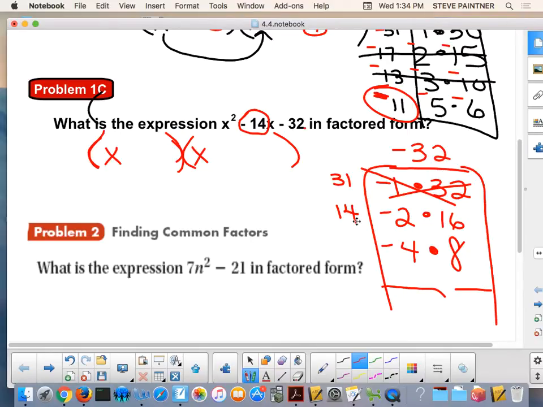There's a quick solution to this. Flip the sign. Flip the signs. Whenever you get the opposite of what you're looking for, flip the signs. Make that positive, make that negative. Oh, look at that. It works. So you're going to say x plus 2x minus 16.